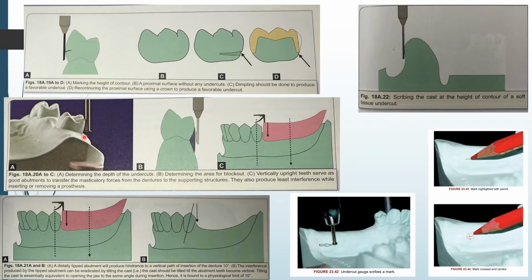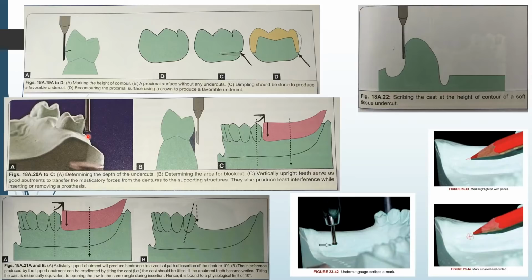Then a more flexible material should be used to engage a deeper undercut. If there is a deep undercut, a more flexible component is used, and depending upon that, you change the alloy which you are going to use. There are different alloys with which you make the direct retainers. Depending upon that, you're going to change the alloy. So this is determining the depth of the undercut.